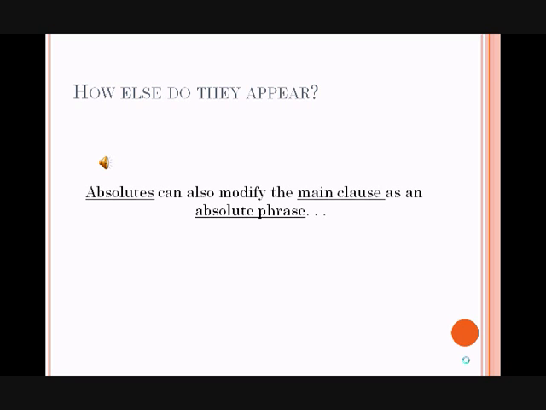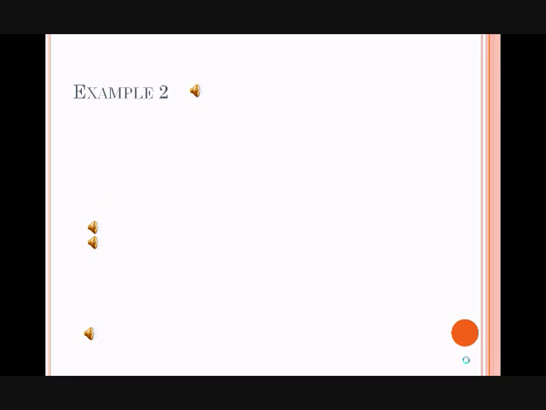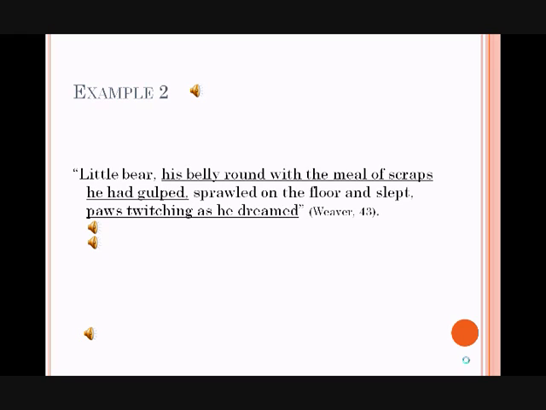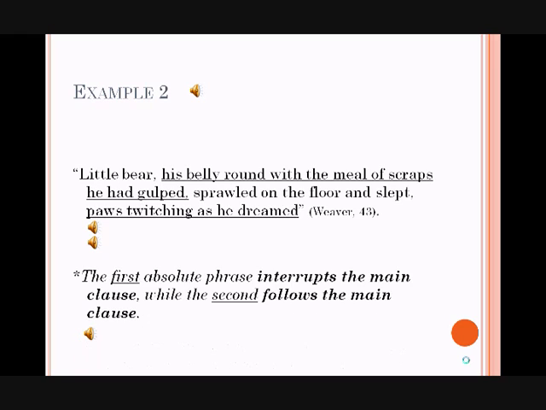Absolutes can also modify the main clause as an absolute phrase. This example illustrates the more complex use of the absolute phrase. Little Bear, his belly round with a meal of scraps he had gulped, sprawled on the floor and slept, paws twitching as he dreamed. The main clause in this sentence is, Little Bear sprawled on the floor and slept. The first absolute phrase interrupts the main clause, while the second follows the main clause.